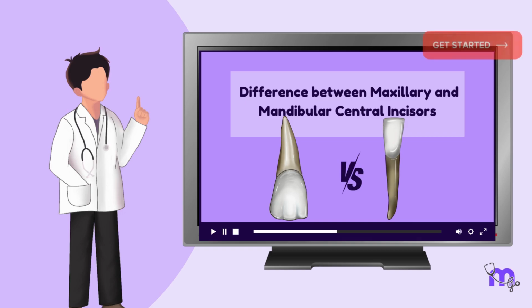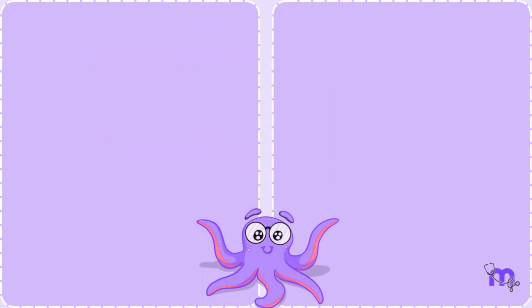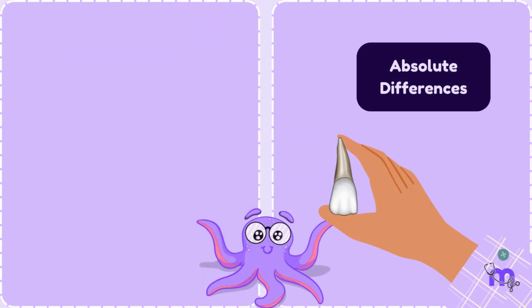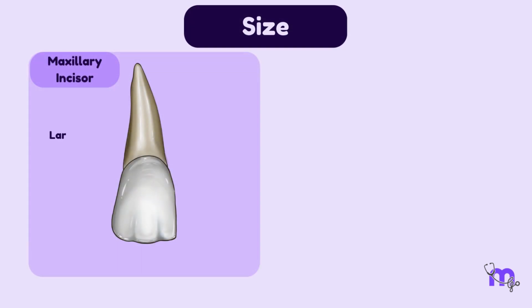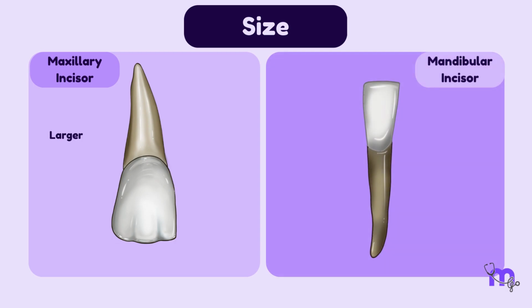So get ready to discover the unique features that make these dental gems stand apart. The differences will be discussed under absolute and comparative differences as previously covered. The initial and most conspicuous difference lies in their size. Maxillary incisors are notably larger compared to their mandibular counterparts.